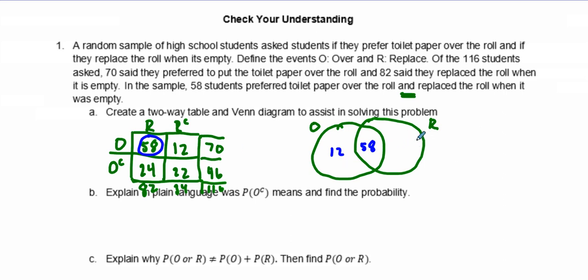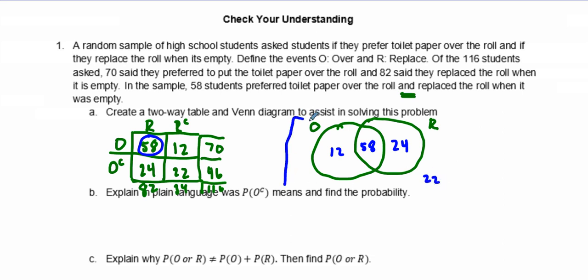Over here, we're going to have our R, so we're looking at this column. 58 is here, so this has to equal 24, because together they have to equal 82. Now, if you add up these together, 1, 2, 3, what are we missing? Well, this part right there, and this is both the nots. And so on our outside is our mutually exclusive, so we're going to say 22 on the outside.